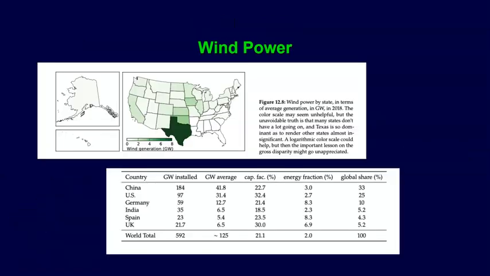Finally, we can get a sense here of how much wind power we're actually using. So there's a picture of the United States with a color map. You can see that Texas is a really big user of wind power. Overall, if you look worldwide, there's about 592 gigawatts of installed possible wind power. Right now, the average use is about 125 gigawatts, which gives us a capacity factor of about 21%.